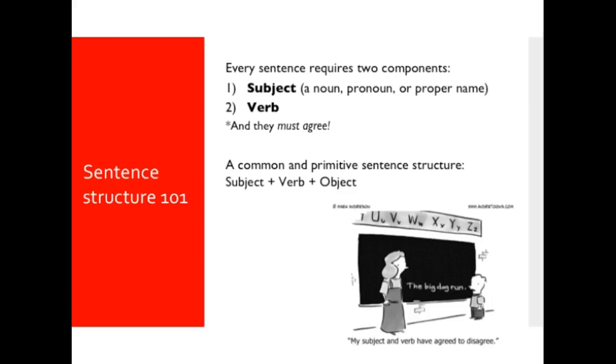And a very common and the most basic sentence structure is pretty much subject, verb, object. So the subject does something to the object or with the object.